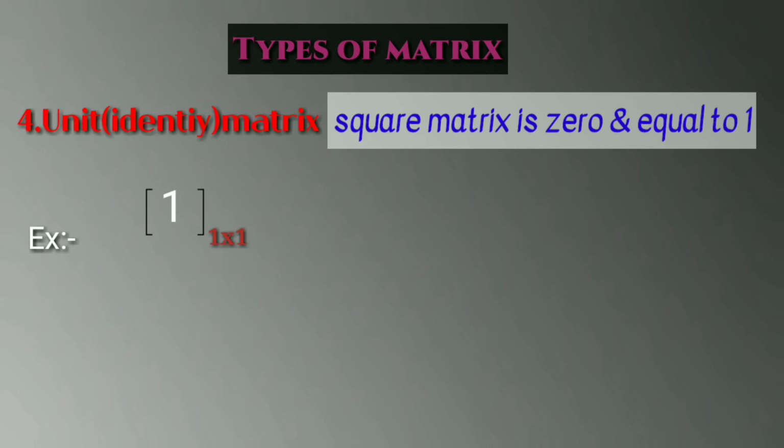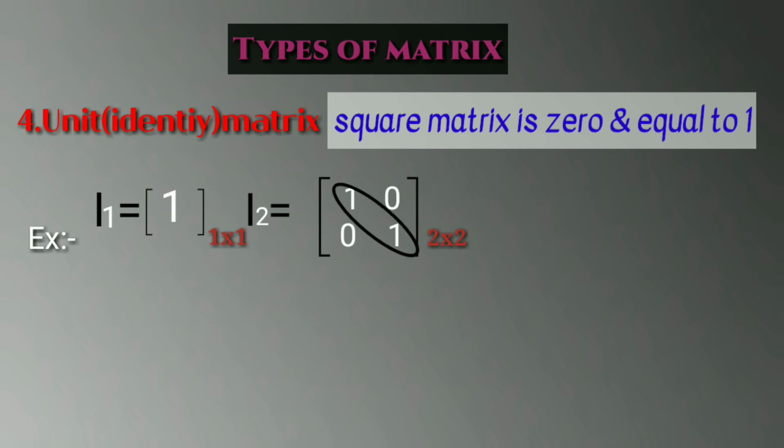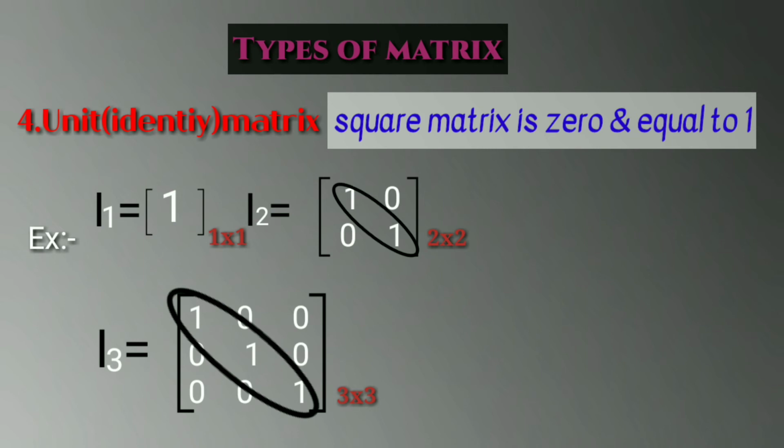So I is equal to 1, and take 2 cross 2, it is also a square matrix. So here I2 is equal to, so diagonal elements are equal to 1, and take third one, so 3 cross 3, so I3 is equal to, here the diagonal is equal to 1. So these are the unity matrices. Okay, so that's it. This is mathematically the unity and identity matrix.